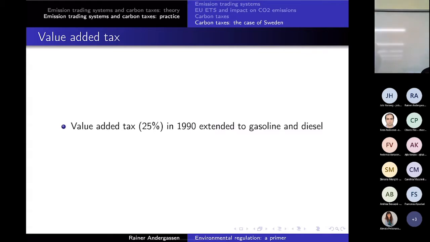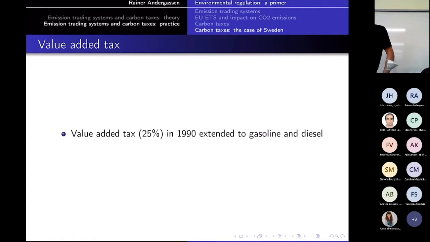In addition to this, there is another tax, the value-added tax, that started at 25% in 1990 on gasoline and diesel. So you have two taxes, the value-added tax and the carbon tax mentioned before. This is quite common. In Italy you have it as well. It's quite common to have value-added tax and the carbon tax.